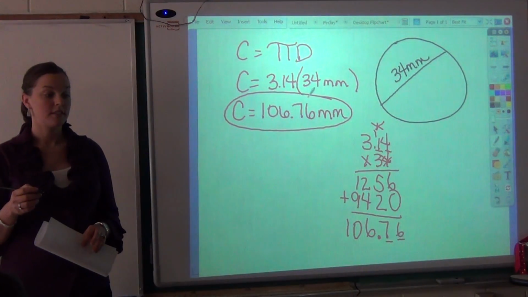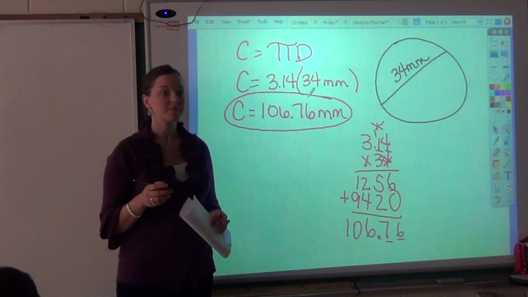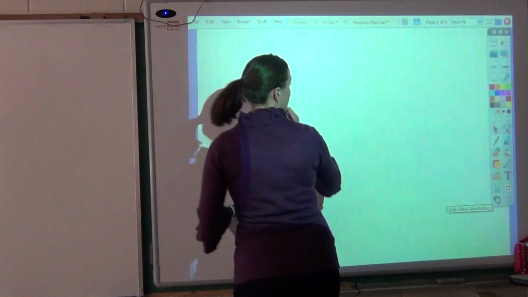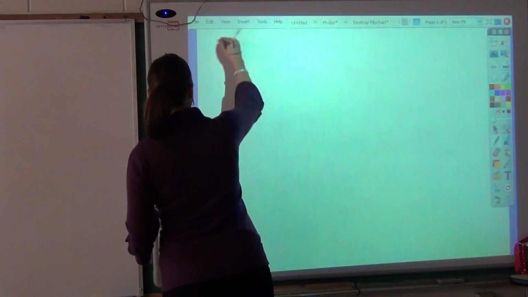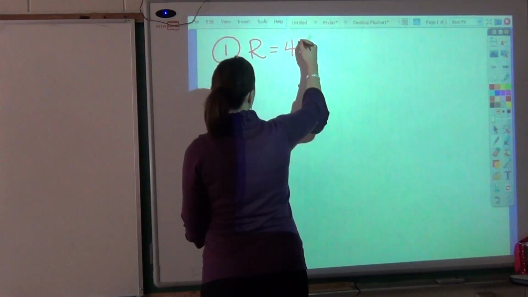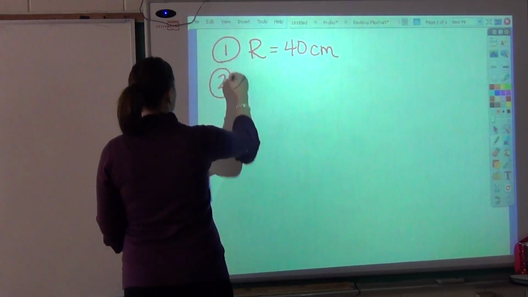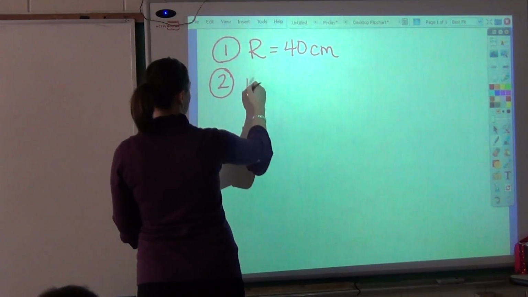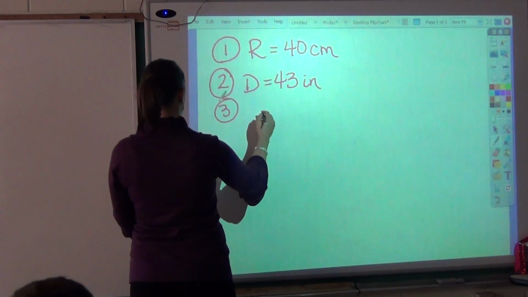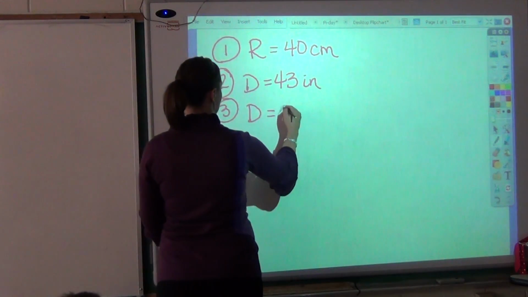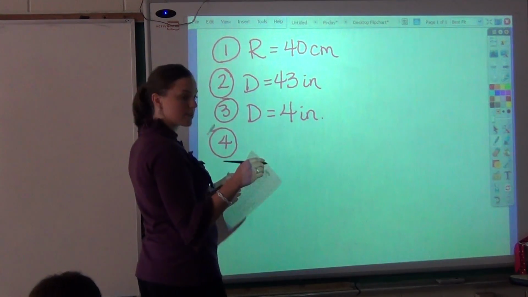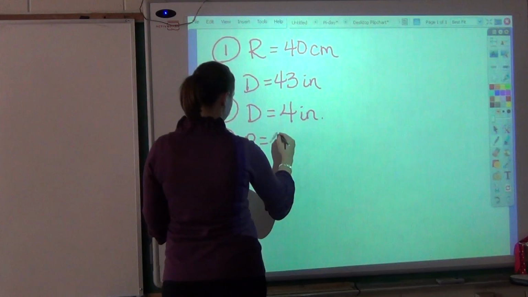Questions? Y'all know it? Y'all understand? Yes, ma'am. Everybody got it? Okay. I'm going to put you some problems up here. All right, number 1. The radius is 40 centimeters. You can get out your marker boards. You can do marker board.